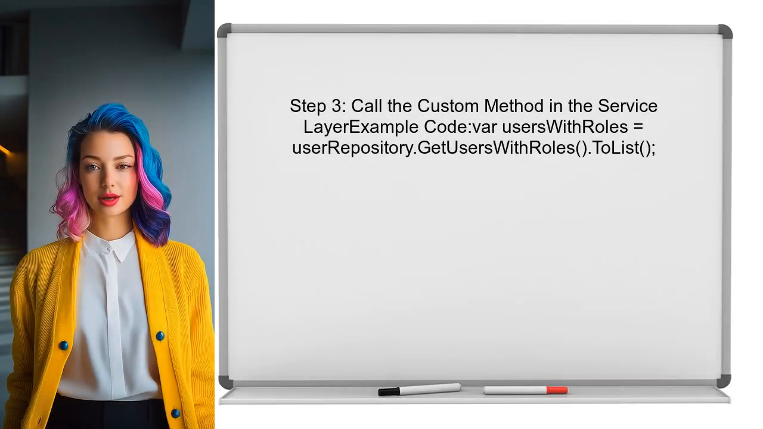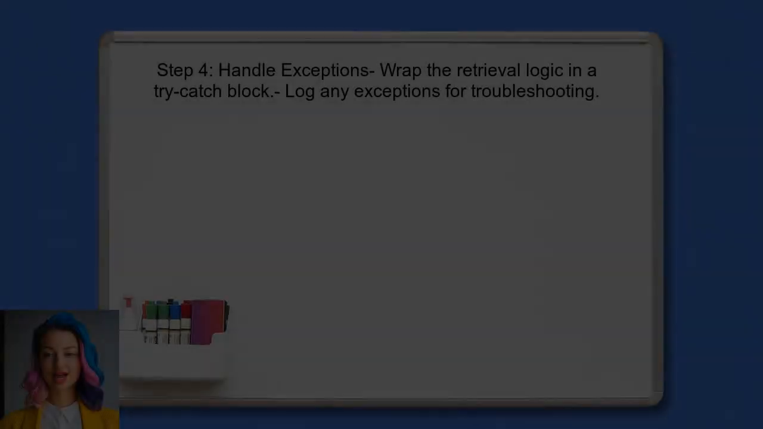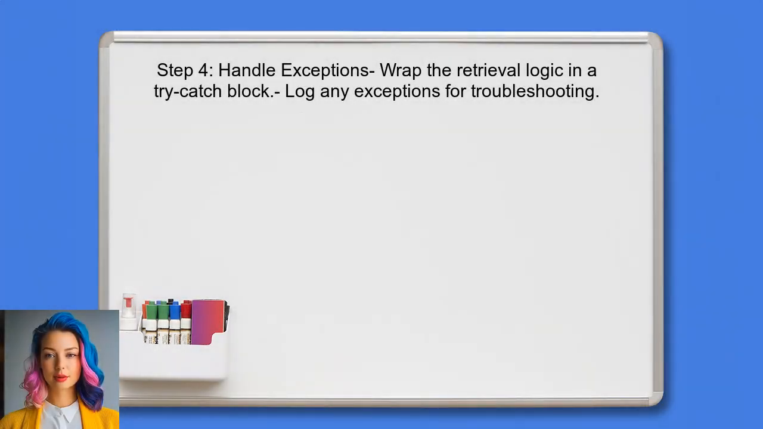Now the user can call this custom method from their service layer. This allows them to include related data when retrieving users, thus solving the eager loading issue. Finally, the user should ensure that they handle any potential exceptions that may arise during the retrieval process. This will help maintain the stability of the application.